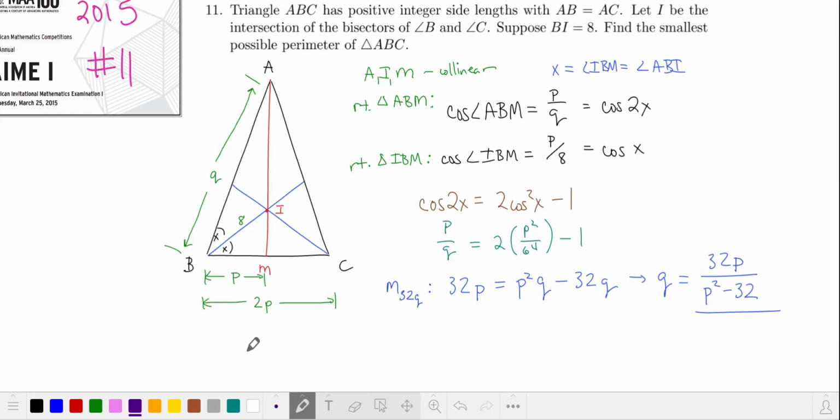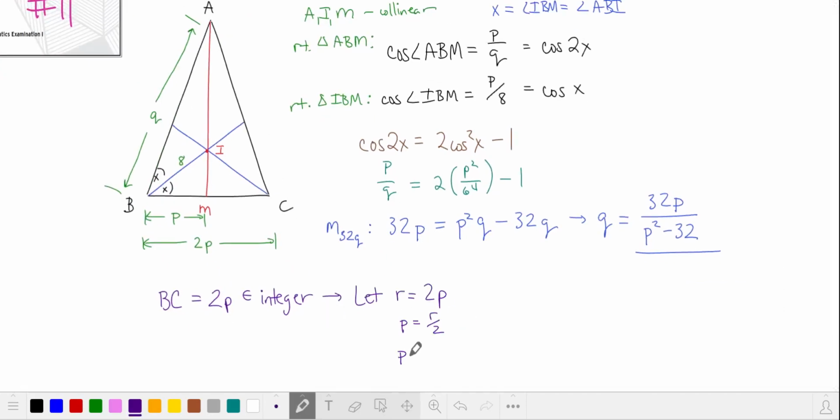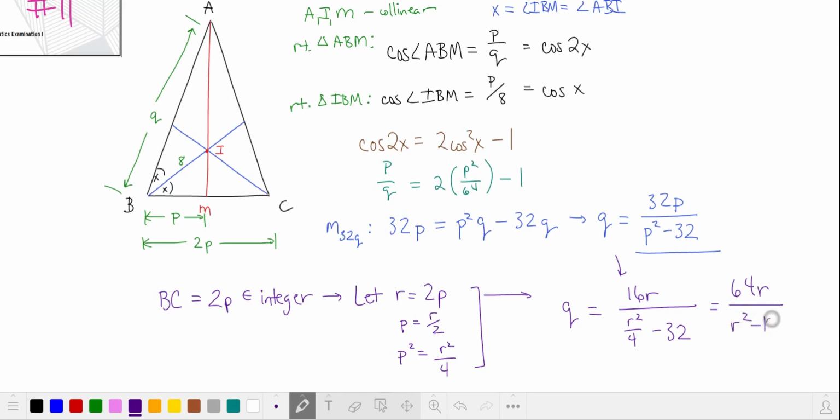The side lengths of triangle ABC are integers, including BC, which means that 2 times P is an integer. Let's let R be equal to 2 times P, and we'll solve for P and P squared in terms of R, and substitute it into our expression for Q. This gives us 16R in the numerator and R squared over 4 minus 32 in the denominator, and we'll simplify this to 64R over R squared minus 128.